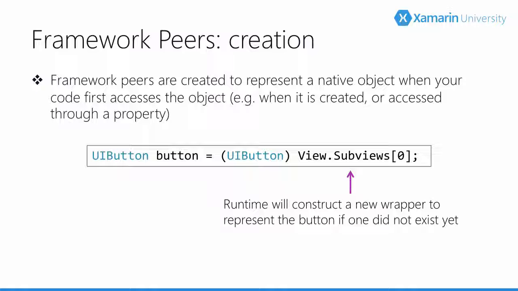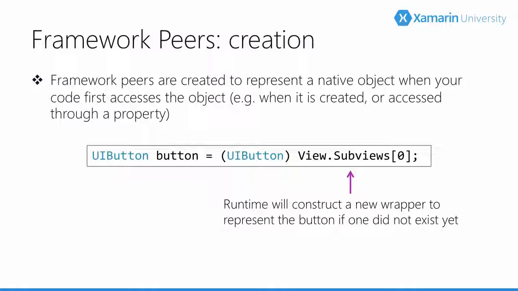First, Xamarin iOS only creates a framework peer when it needs to. The very first time that our managed code needs to interact with a runtime object, the system will automatically generate the framework peer for it. Let's say, for example, that I used a storyboard to create my UI, and that storyboard created a button. And in my C# code, I then go to the main view of my view controller and I say, give me the first subview of my view. And I know that it's a button, so I cast it to a UIButton.